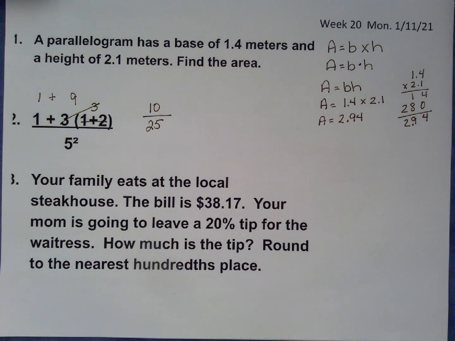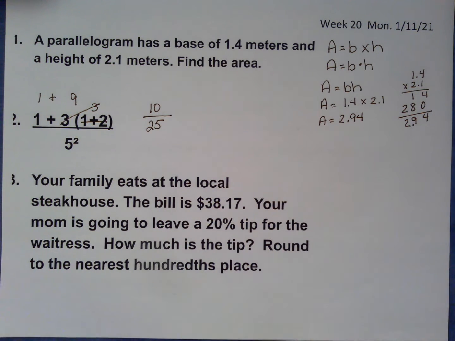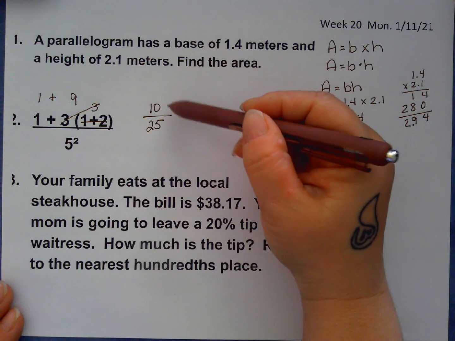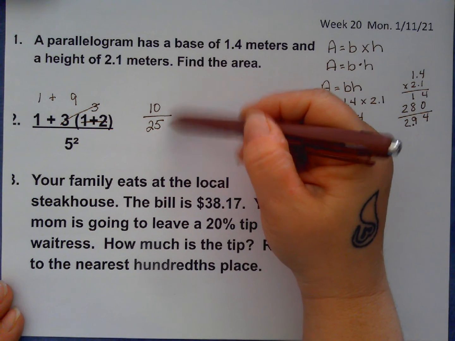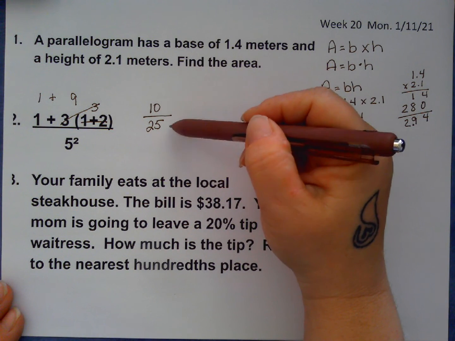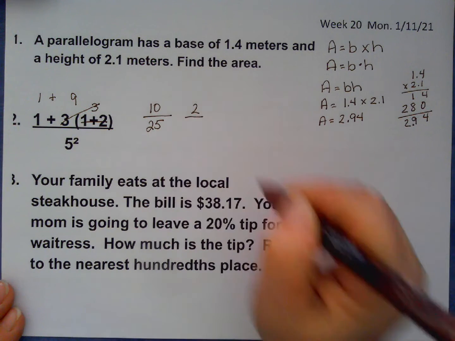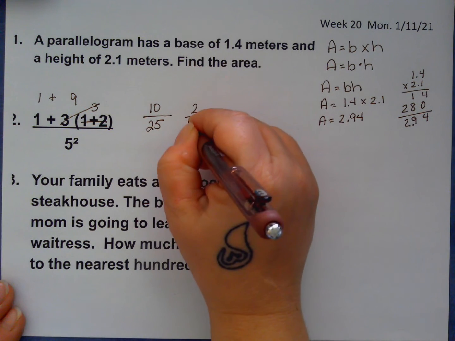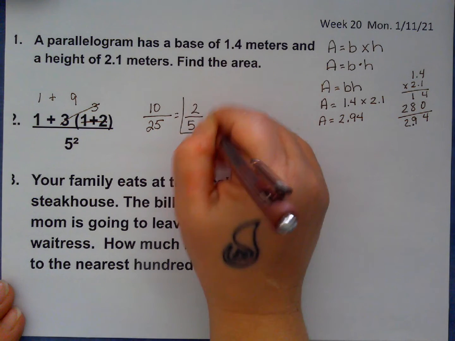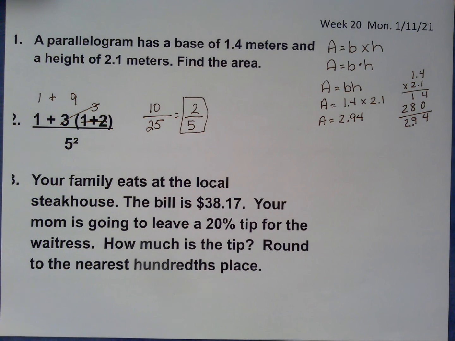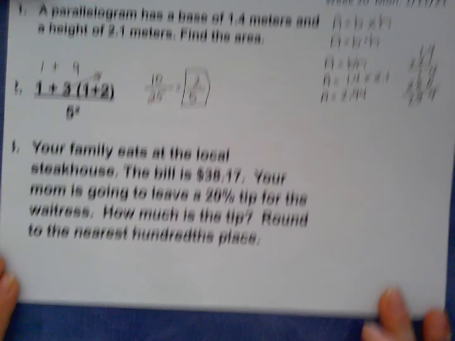Now remember, if my fraction had been top heavy, I would divide the bottom into the top, but it's not top heavy. But I do still have to simplify. I know that 5 goes into both numbers. 5 goes into 10 2 times, and 5 goes into 25 5 times. That's my answer, 2/5. Okay, last problem.